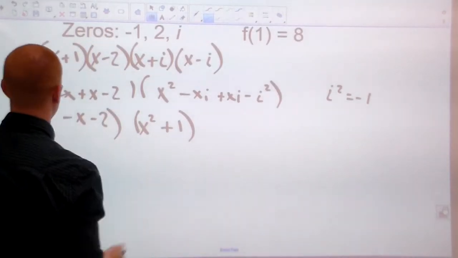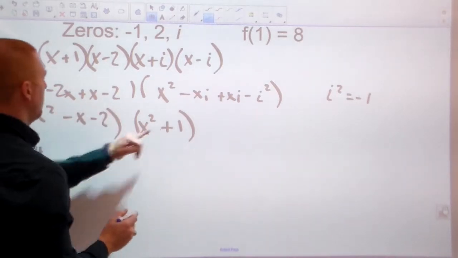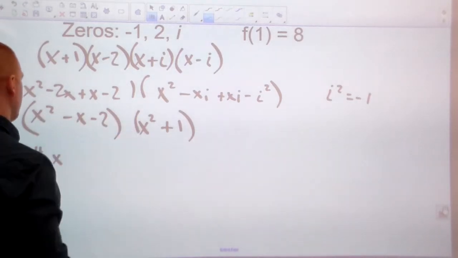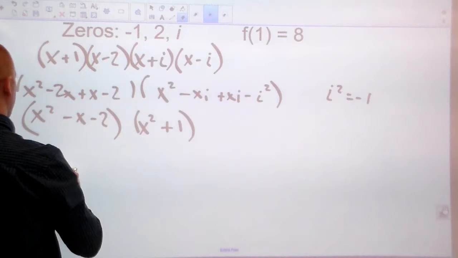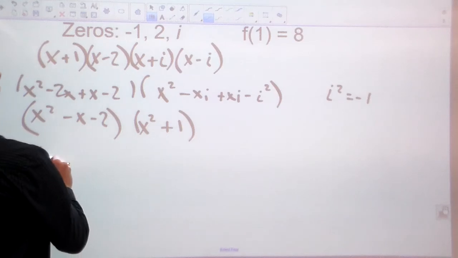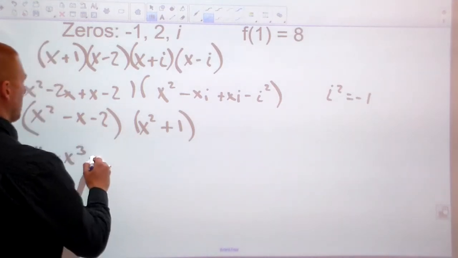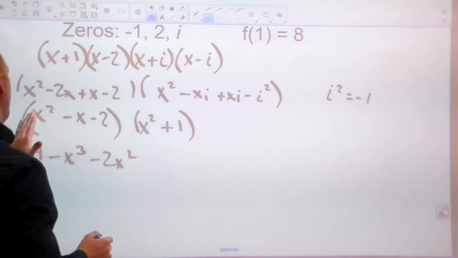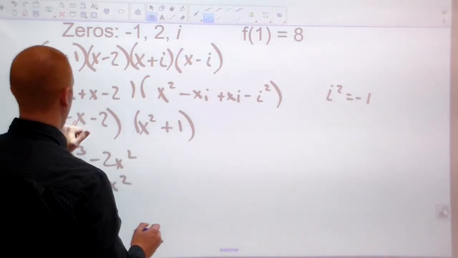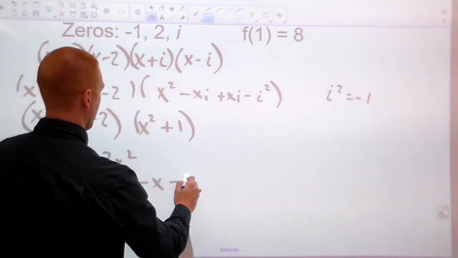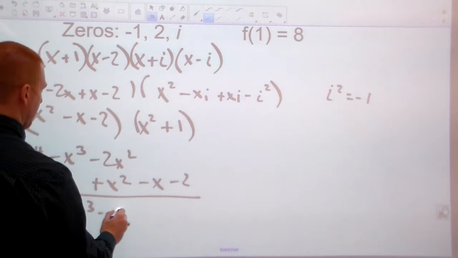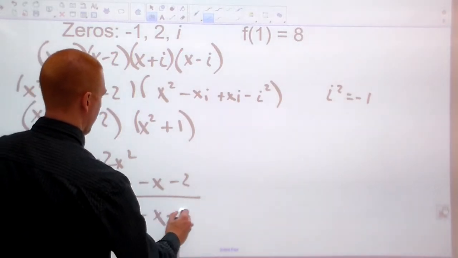Now I need to multiply these 2 results together. Actually, I take that back. I'm going to do these 3 times x squared first. It really doesn't matter. I just think that might be a little bit easier. So x squared times x squared is x to the 4th. Negative x times x squared is negative x cubed. Negative 2 times x squared is negative 2x squared. All right, now I'll take each one of these times 1. So x squared times 1, and I'm going to line them up. Negative x times 1, negative 2 times 1. Put it all together, we get x to the 4th minus x cubed minus x squared minus x minus 2.